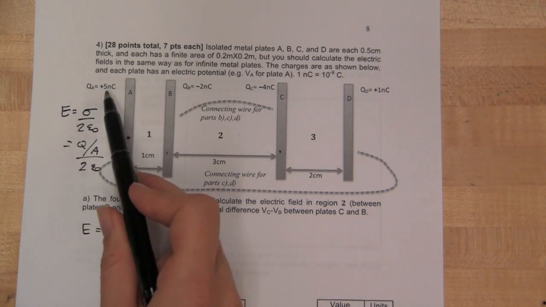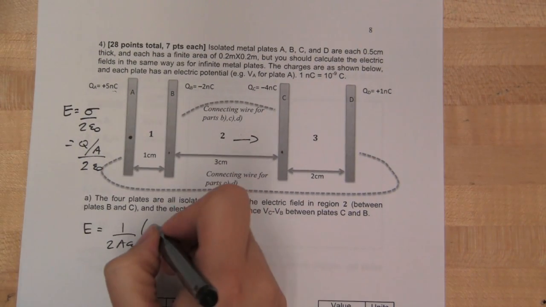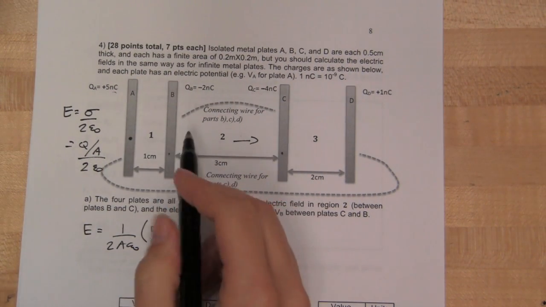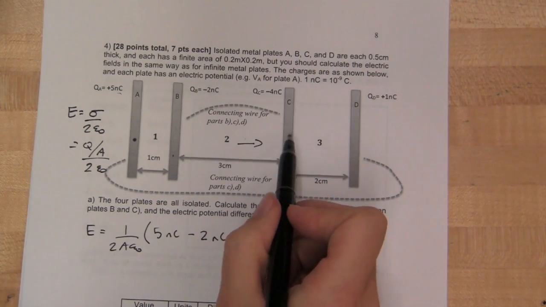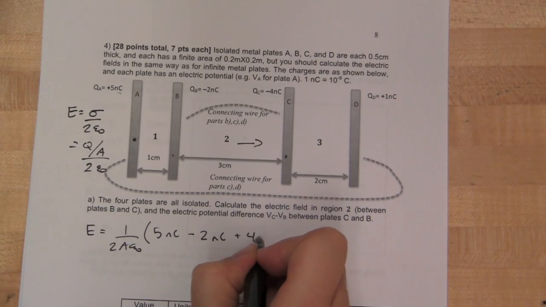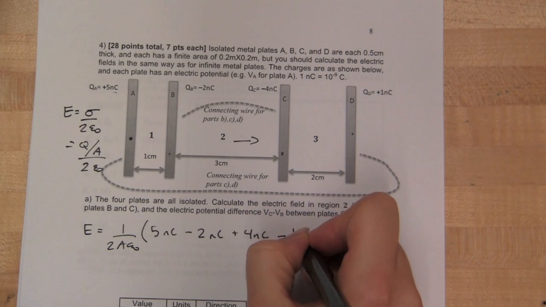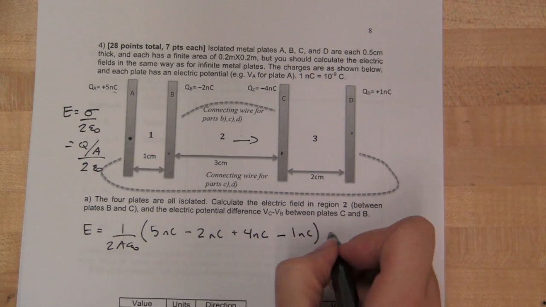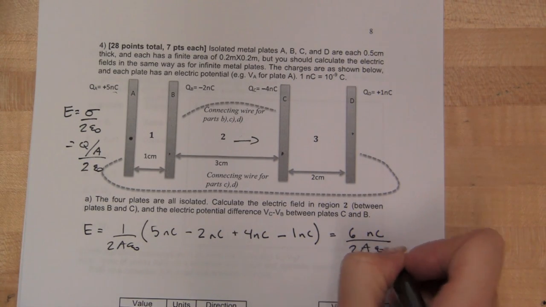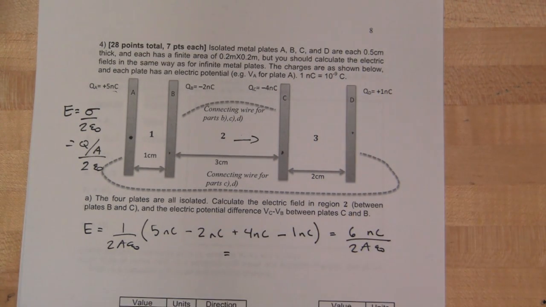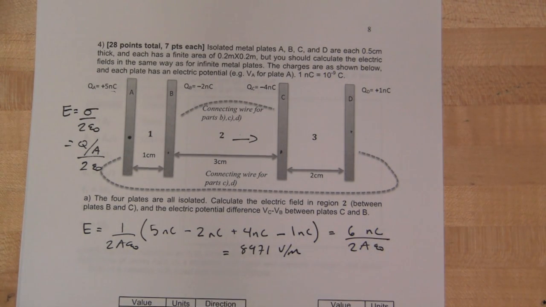the electric field will point away from this one, and so let's find the field to the right. The electric field points away from this, so it's 5 nanocoulombs. It'll point towards this one, so subtract 2 nanocoulombs. It'll point towards this one, so we'll add 4 nanocoulombs, and it'll point away from this one to the left, so we'll subtract 1 nanocoulomb. And so this is 6 nanocoulombs over 2A epsilon naught, and if you plug that in, you get 8471 volts per meter, and that's to the right.